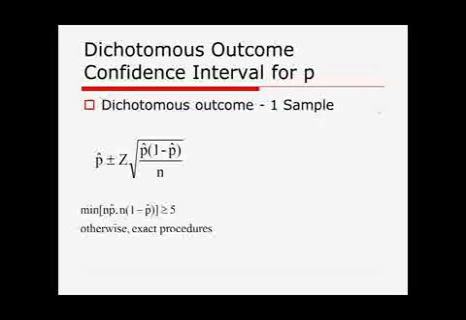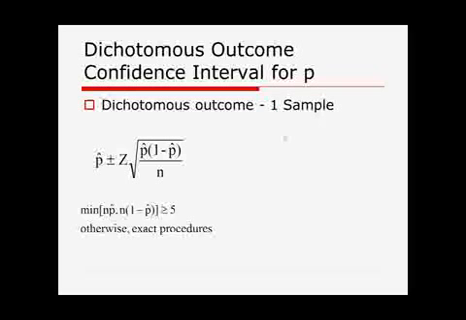So just capture that last phrase, the exact procedures. Exact procedures are used when you have a dichotomous outcome and you're dealing with a very rare event, and you can't use these formulas involving the z-scores.